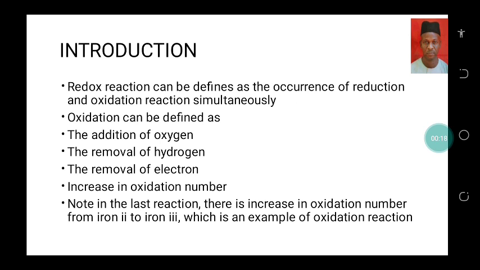Redox reaction is defined as the occurrence of reduction and oxidation simultaneously. Oxidation can be defined as the addition of oxygen, the removal of hydrogen, the removal of electron, or an increase in oxidation number.